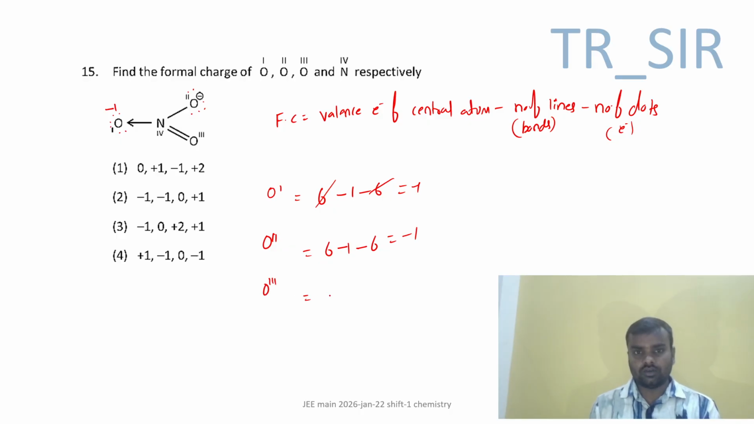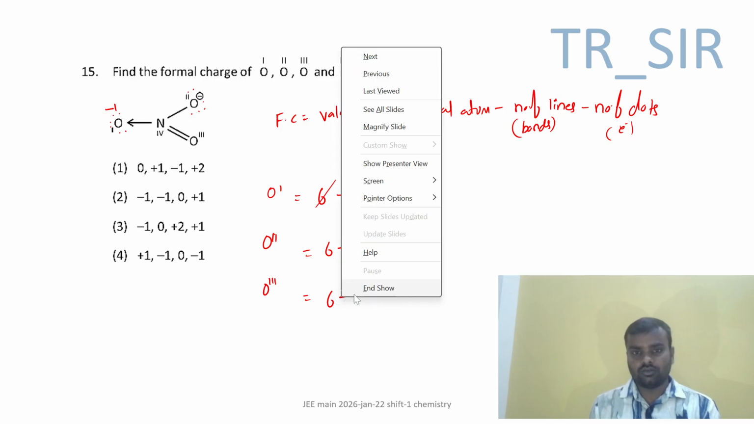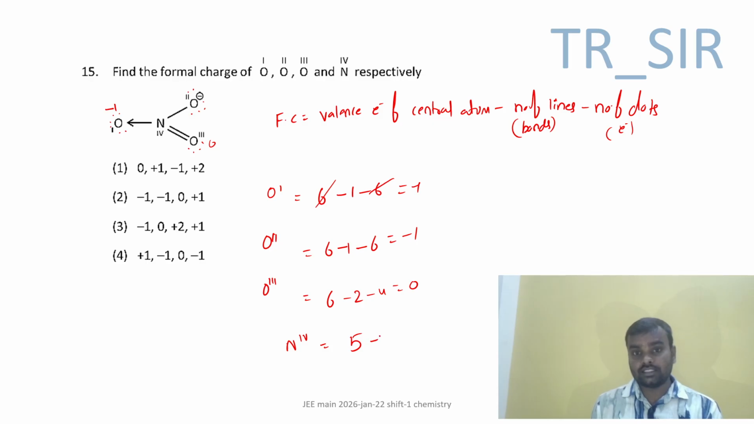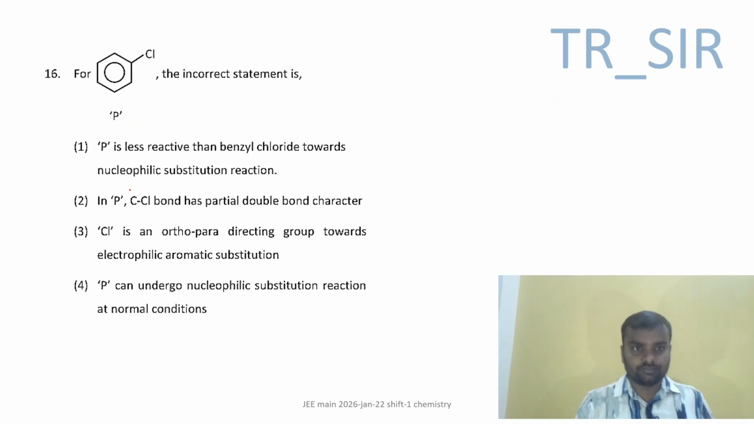Oxygen number 3, what do we have? 6 valence electrons, 2 lines are there, and 4 dots are there. That means 2 lone pairs are there, like this. So 0 is coming. Now the nitrogen case. Nitrogen 4, valence electrons 5, number of lines is 4, and number of dots 0. That means plus 1 is coming. Respectively they're asking minus 1, minus 1, 0, plus 1. Option 2 is the right answer.